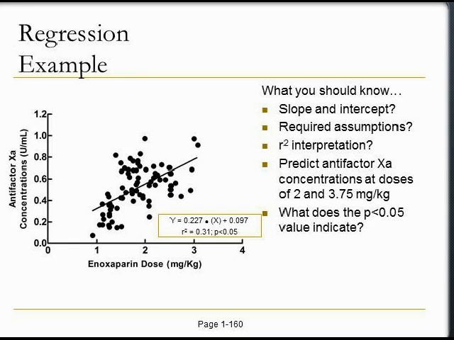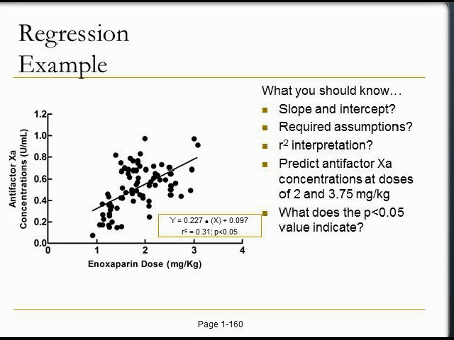Okay, so anti-factor Xa concentrations are shown here on the y-axis versus an enoxaparin dose in milligrams per kilogram. Again, we would expect, in a perfect world, that as an enoxaparin dose increases, anti-factor Xa concentrations increase. So let's look at the box that typically shows up in a study such as this.